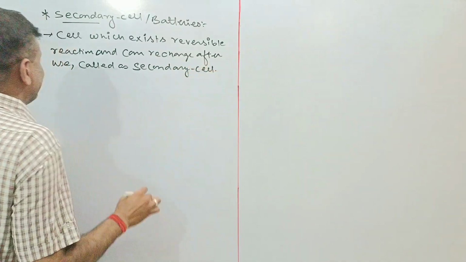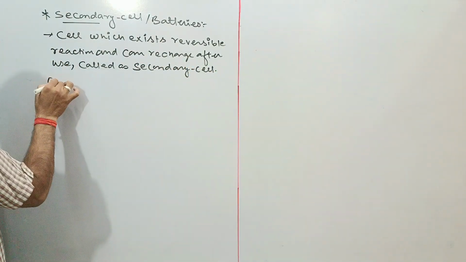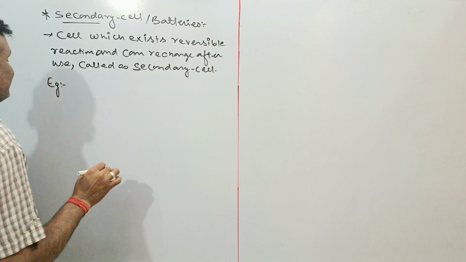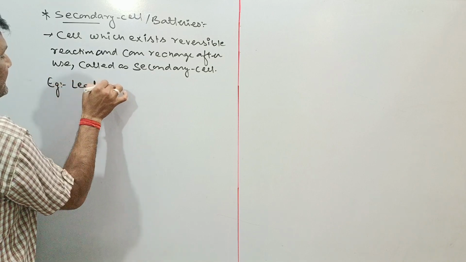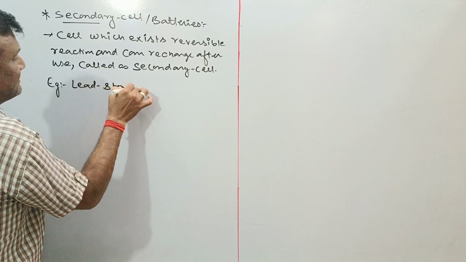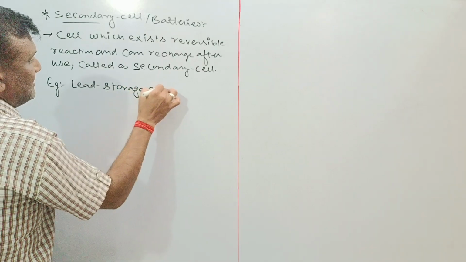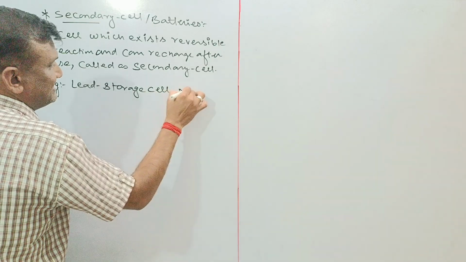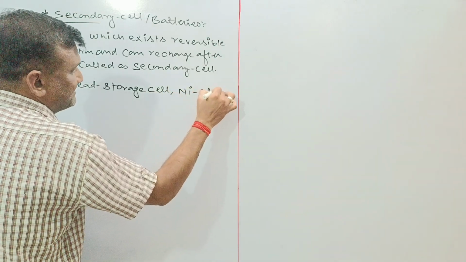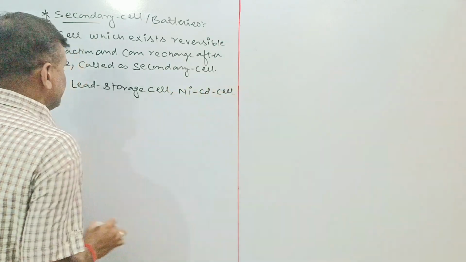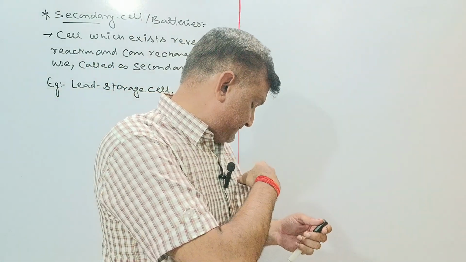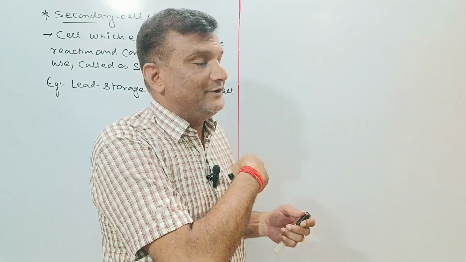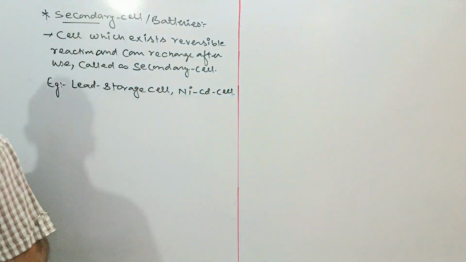If we go with the secondary cell, then there are a lot of examples, but we'll take just two important examples. One of them is your lead storage cell, and another is your NiCd cell, nickel cadmium cell. These are the two important examples of your secondary cell. Now I would like to go first of all with the lead storage cell.